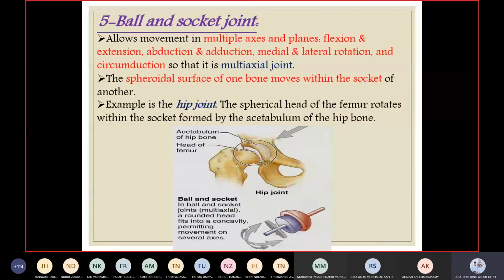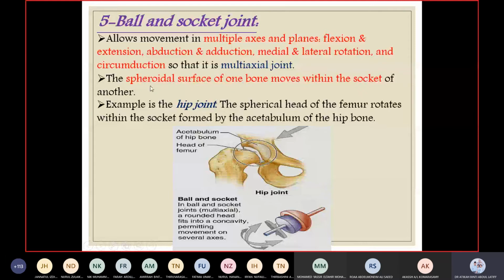Next is the ball and socket joint. This type of joint permits a lot of movement, probably the most movement compared to all the other joints. Because movement can happen in multiple axes and planes, they can perform flexion, extension, abduction, adduction, medial and lateral rotation, and circumduction as well. So it is called a multi-axial joint because it can move in many axes.